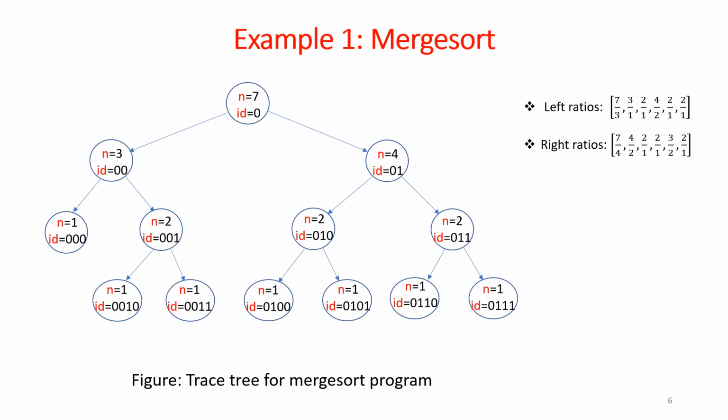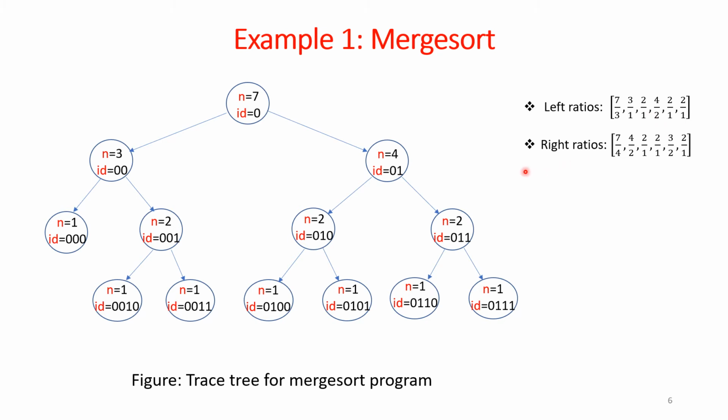Dynaplex computes the relationship between the size of input at the current node and the size of input at their children nodes. For example, for every left child, let's take the first node, the ratios will be 7 divided by 3, 3 divided by 1, 2 divided by 1, 4 divided by 1, and so on. And this would show that this list converges to 2.